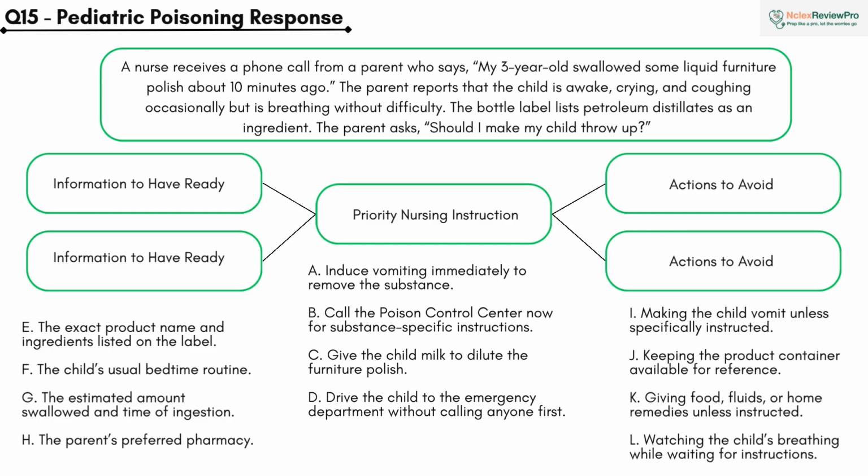For actions to avoid, the options are: Option 1, making the child vomit unless specifically instructed. Option J, keeping the product container available for reference. Option K, giving food, fluids, or home remedies unless instructed. Option L, watching the child's breathing while waiting for instructions. Take a moment and think about your answer.